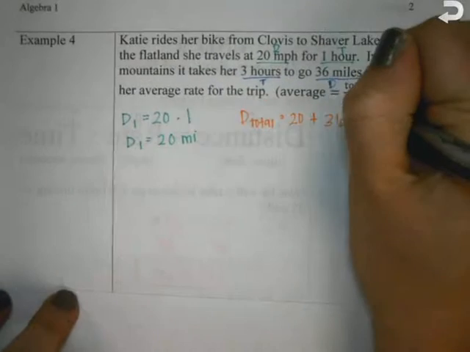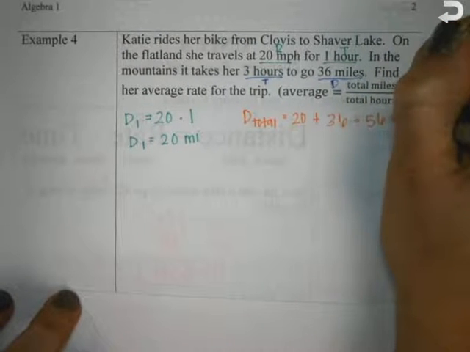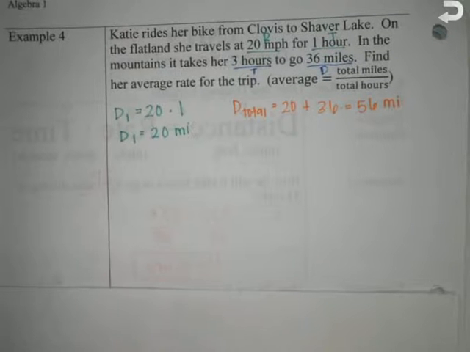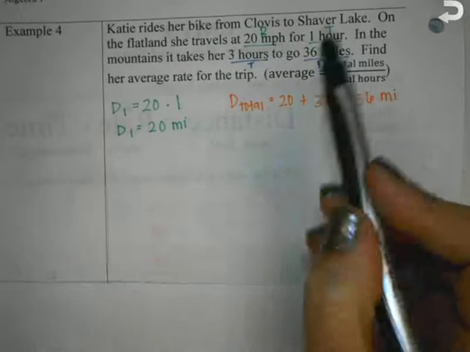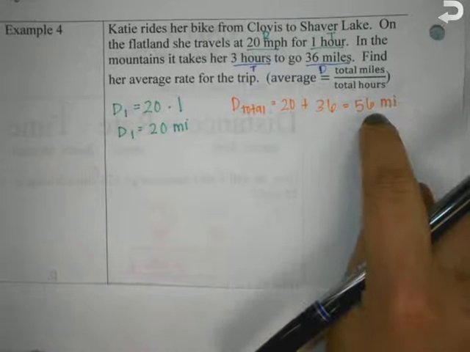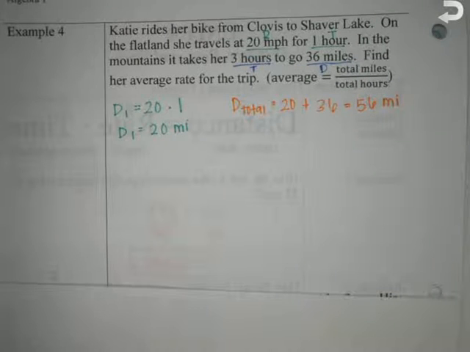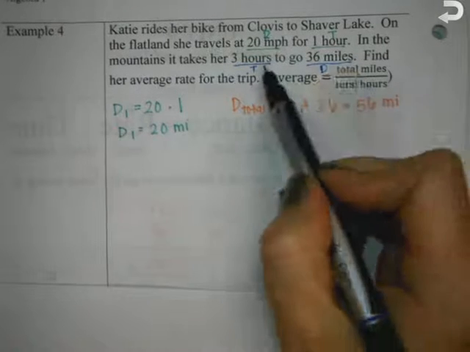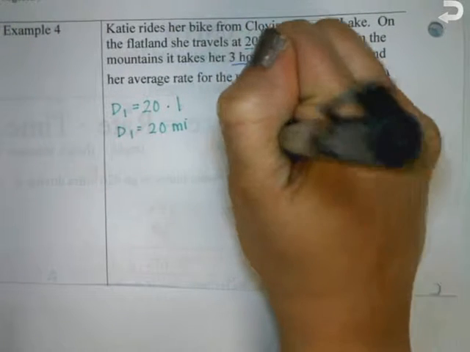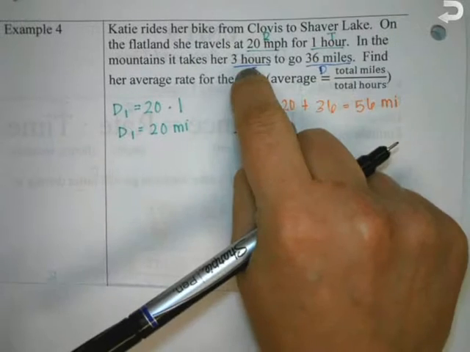Okay. Next part. In order to find her average rate, we need her total miles, which we just found, 56. And we need her total hours. How could I figure out her total hours? Add 3 and 1. So her time total is equal to 1 hour, that was the flat part, plus 3 hours. So how many hours did she ride? 4 hours. Okay, so how do I find her average?